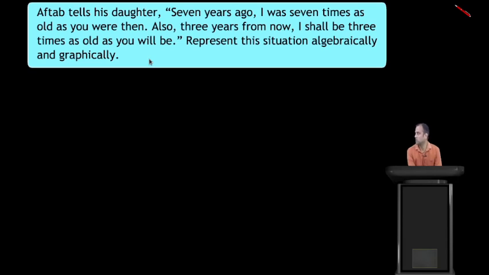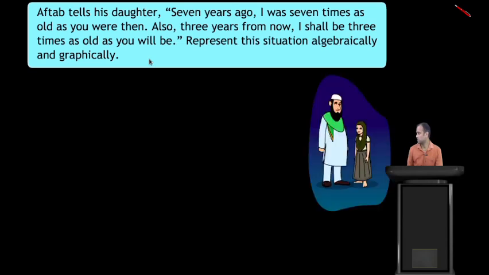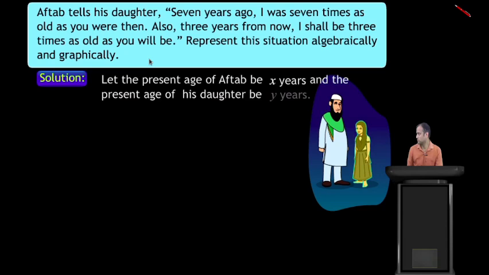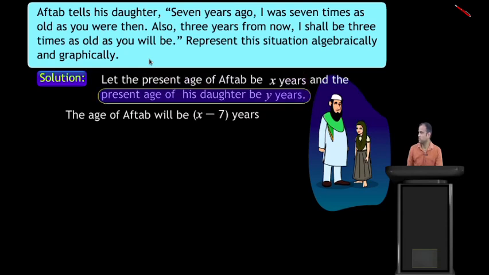Okay, now the next one is: Aftab tells his daughter, 7 years ago I was 7 times as old as you were then. Also, 3 years from now I shall be 3 times as old as you will be. So same, you have to represent the situation algebraically and graphically. Let the present age of Aftab be x years and his daughter's be y years. So the age of Aftab was x minus 7 seven years ago, and the age of his daughter is y minus 7.